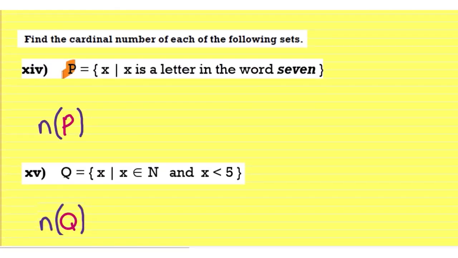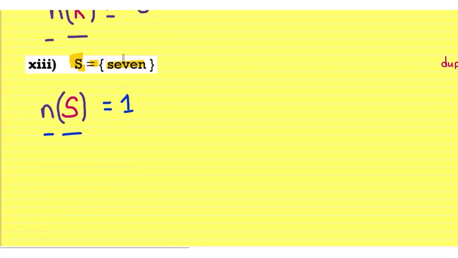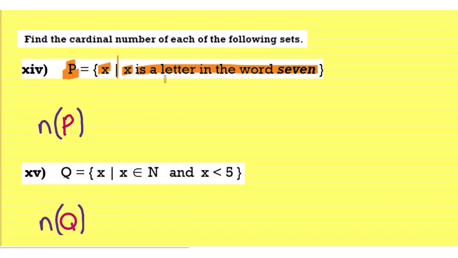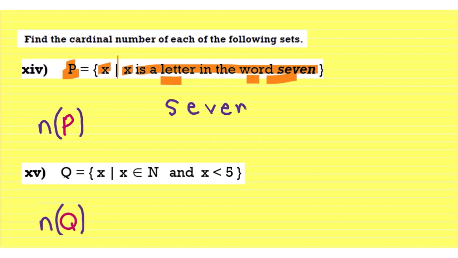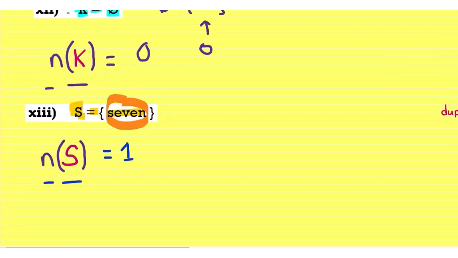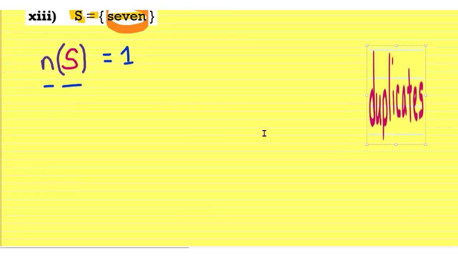Now we have the set of P. It is equal to X such that X is a letter in the word 7. Okay, so this is different from the one that we just did. We actually did a set that contained just the word 7. This one is describing the letters in the word 7. So that means we need to look at the letter S, the letter E, the letter V, and the letter E, and the letter N. Now, again, we need to be careful and make sure that we do not have any duplicates.